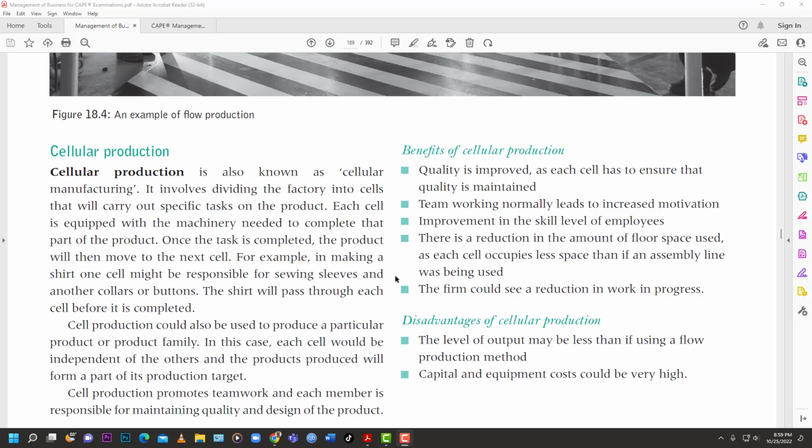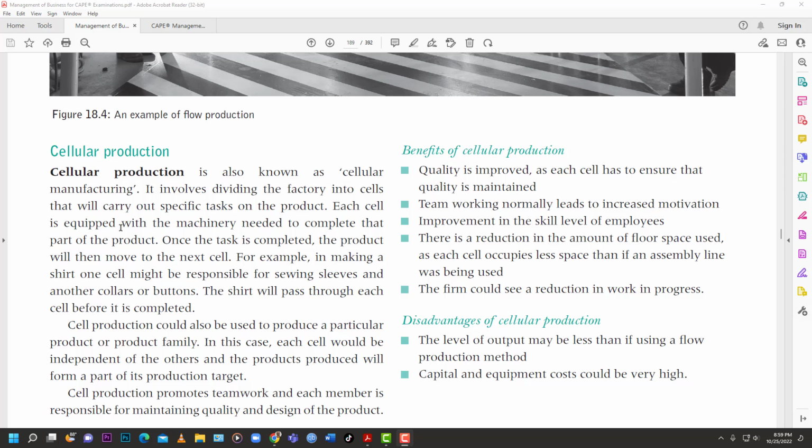So cellular production, also known as cellular manufacturing, involves dividing a factory into cells that will carry out specific tasks on the product. For example, if you are making a shirt, you can have somebody work on the collar, somebody work on the sleeves, somebody work on the back or whatever, in different areas on the floor. So you pass it on from one cell to the next, right? So that's cellular production right there.